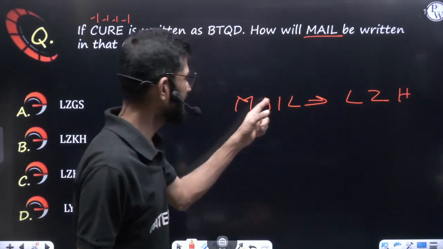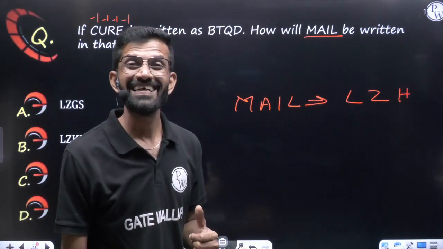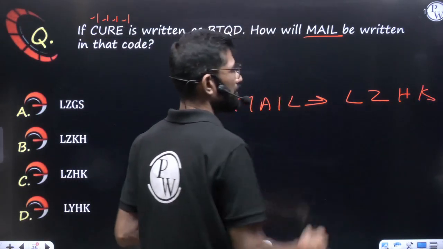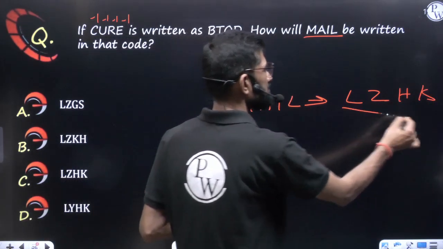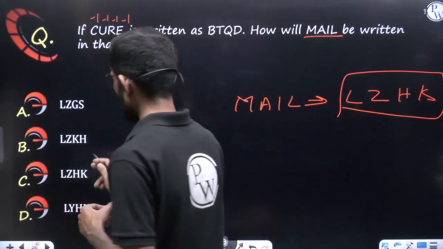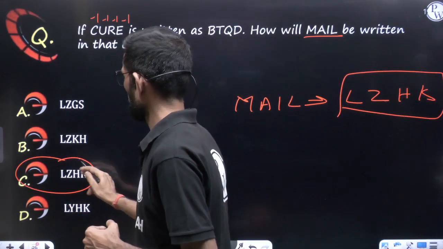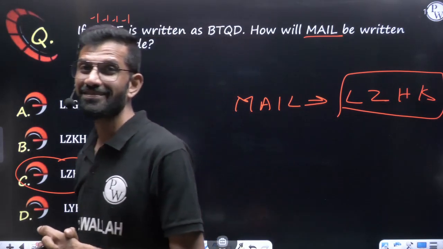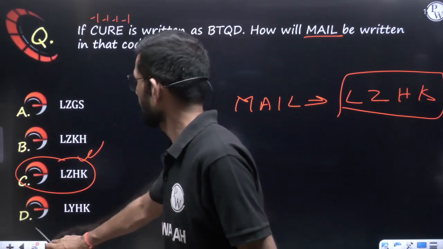Before L, what is there? K. KL. So our code becomes the -1 pattern when we follow. Our code becomes LZHK. LZHK, that is option C. All the options look somewhat similar, but you have to find the exact answer. Okay. Moving to the next.